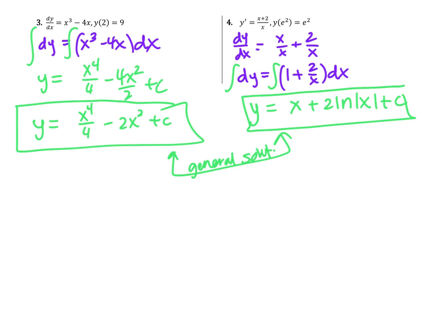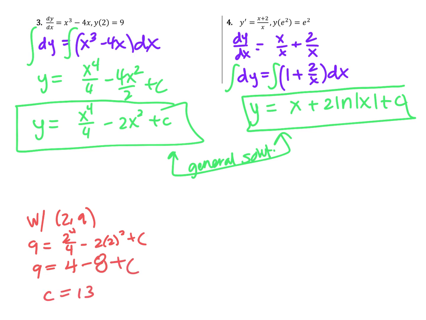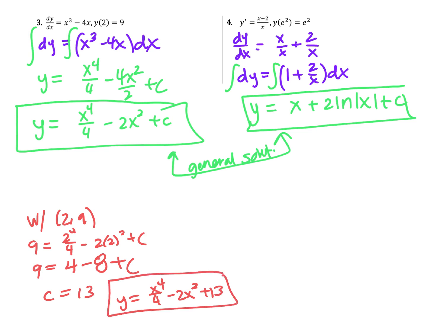Okay, on number 3, we're going to use the point (2, 9) to find the particular solution. So if I plug in 2 for x and 9 for y, I'm going to get 9 equals 2 to the 4th over 4 minus 2 times 2 squared plus c. So 9 is going to equal 4 minus 8 plus c. So c is going to equal 13. So I can rewrite this, y equals x to the 4th over 4 minus 2x squared plus 13. This will be my particular solution that passes through the point (2, 9).